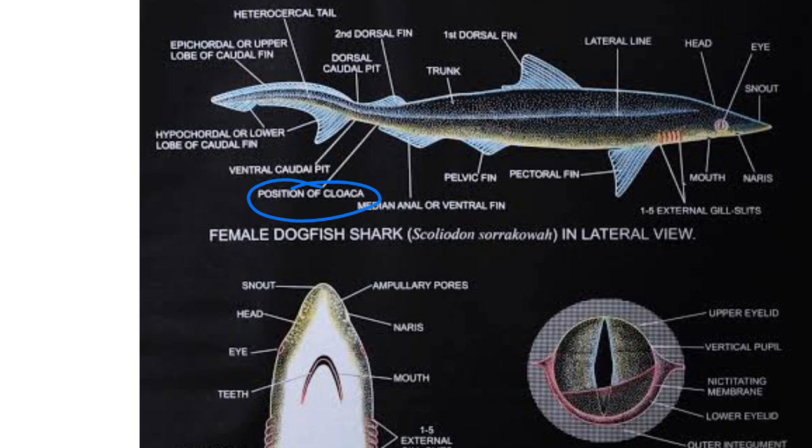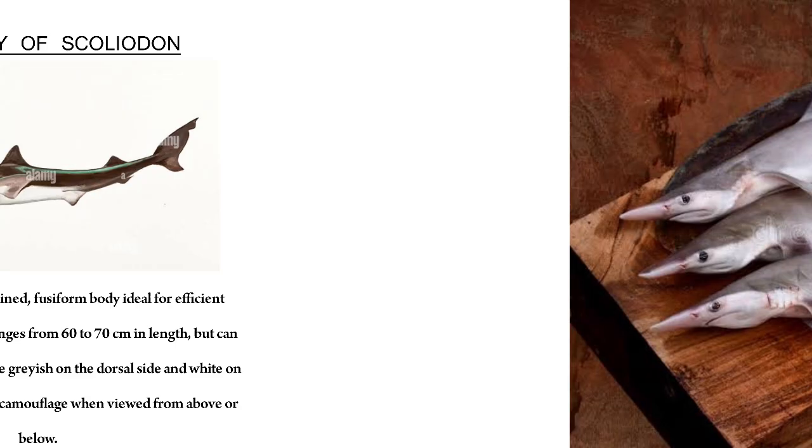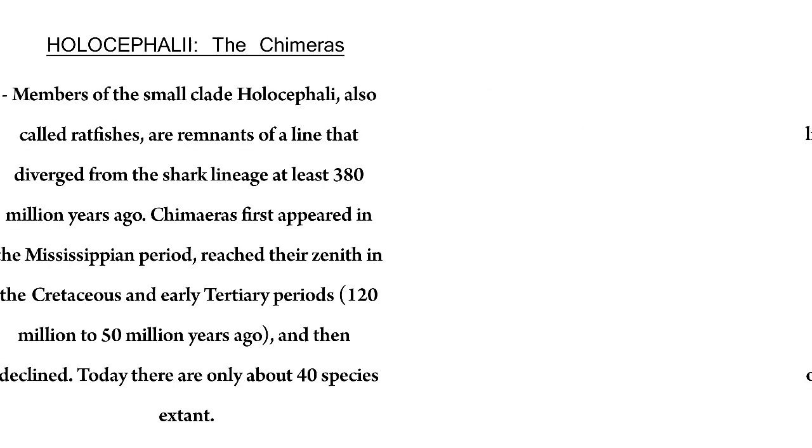And we have the fin. Can you see their fin? It is also a heterocercal tail. Can you see their tail? Heterocercal tail. They have paired fins as well: the pelvic, pectoral, the dorsal, and the anal fin. And they have the caudal fin as well. So this explains the biology of the Scoliodon.